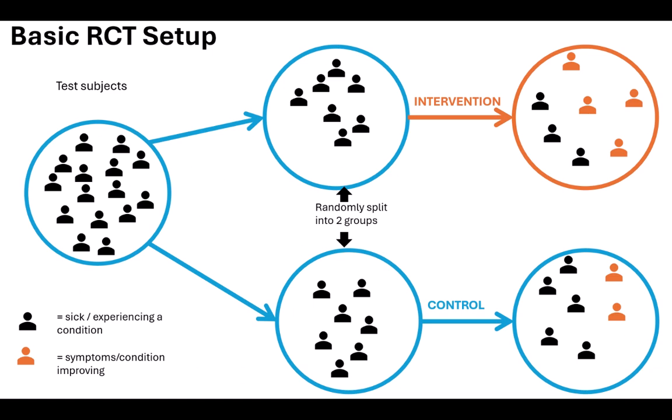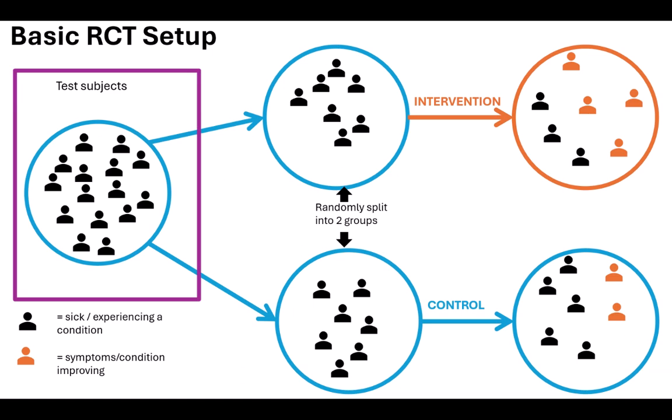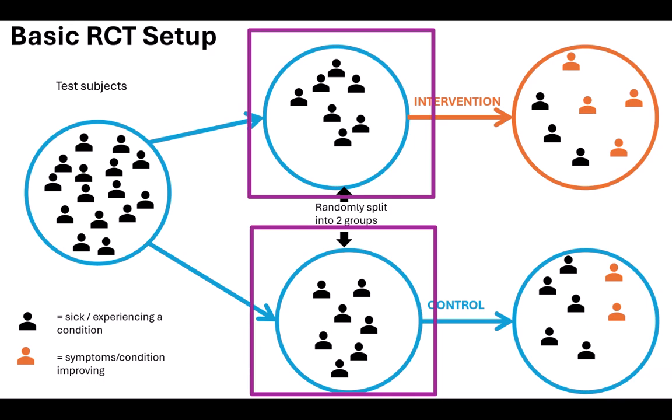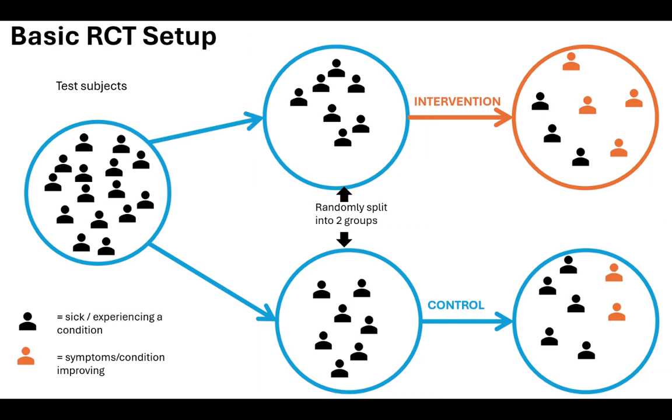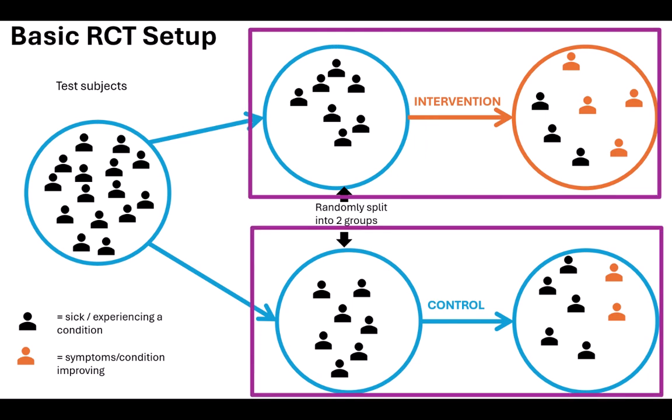Here's a basic RCT setup. You'll start with test subjects, all of them either sick or experiencing a condition. The test subjects are then randomly split into two groups, and this is the randomization in randomized controlled trials. Then each group is given a different thing. One is going to get the intervention, and the intervention can be a new drug, a new education program, something new that we're testing.